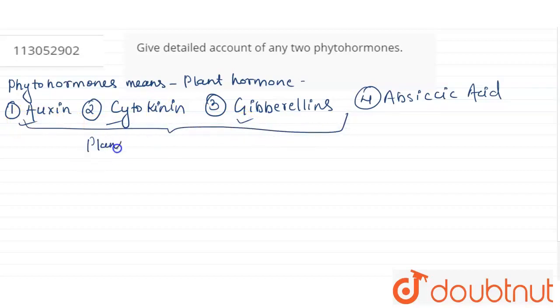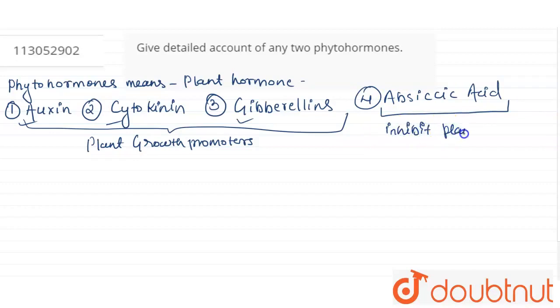are plant growth promoters. This means that these hormones are promoting growth in plants, and this one is the only hormone which inhibits or retards plant growth. So the question is asking for the functions of any two phytohormones in detail. So here we would consider auxin and gibberellin. We will start with auxin.